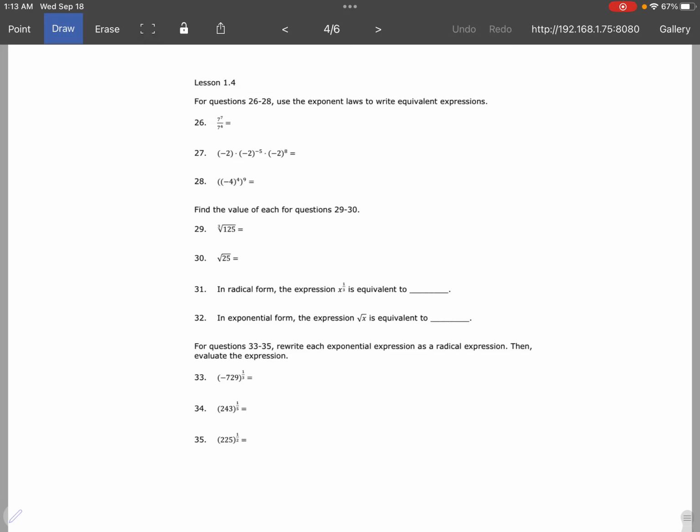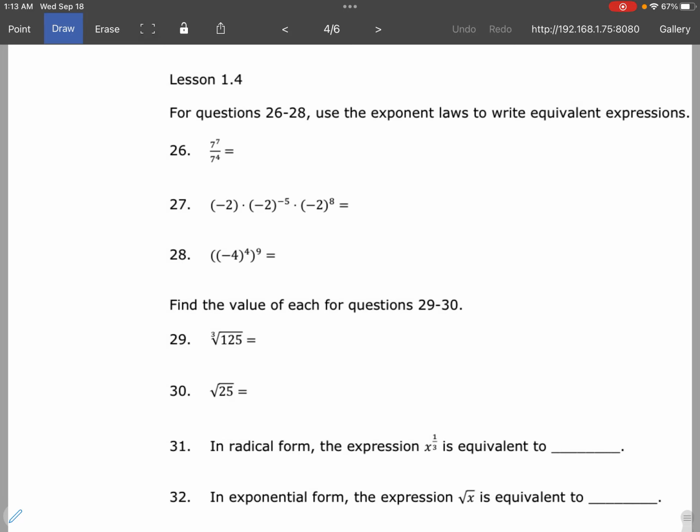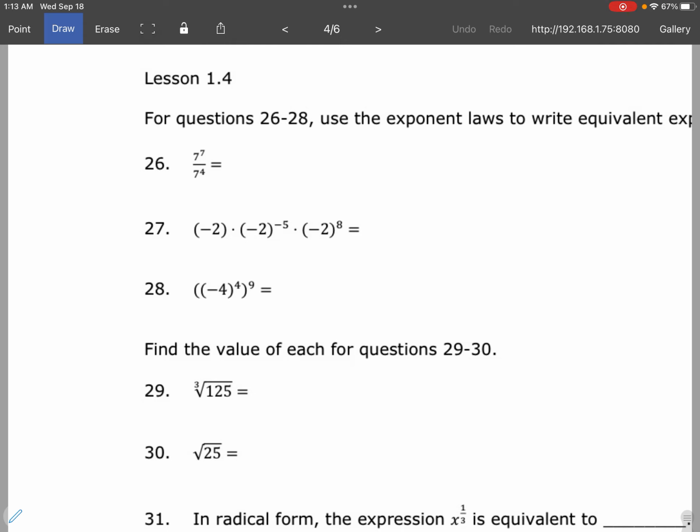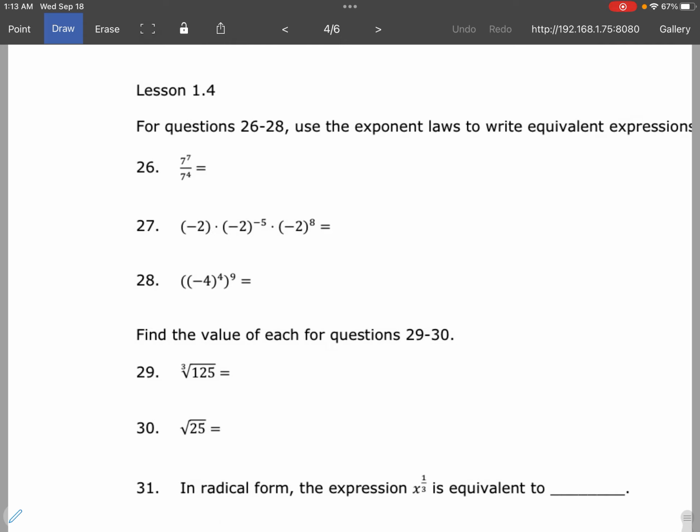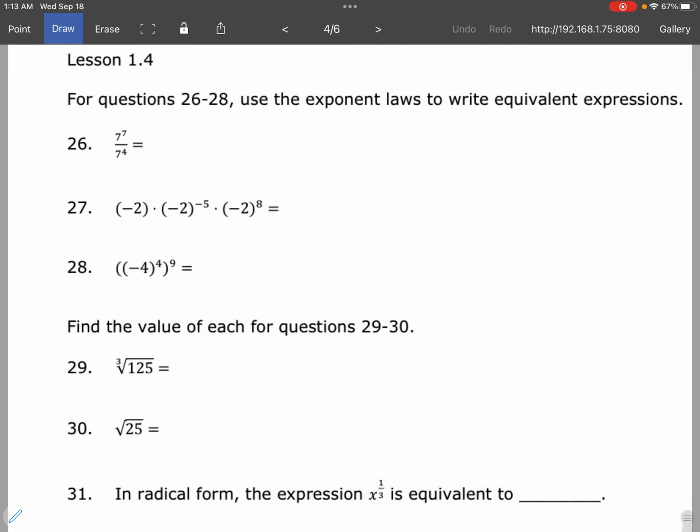All right, back again with the section 2 video for our test review. Let's go ahead and kick it off. This is going to be for lesson 1.4 through 1.6, mainly dealing with exponents and radicals.